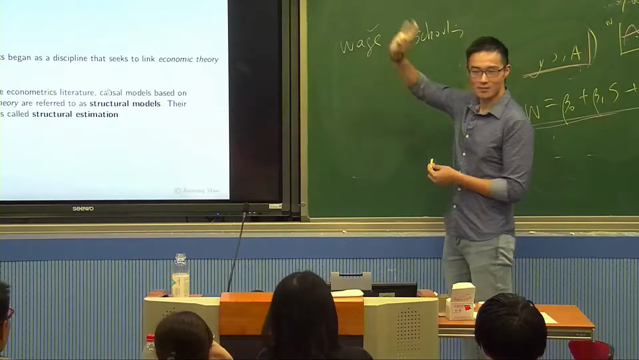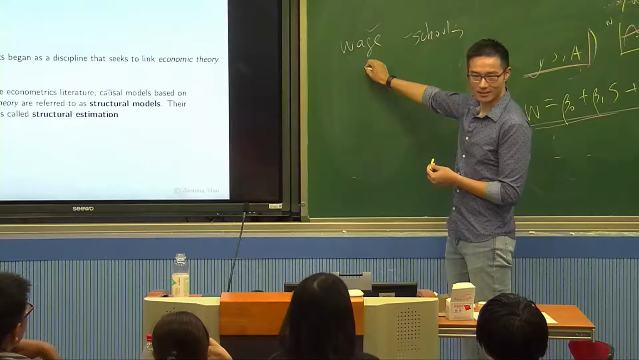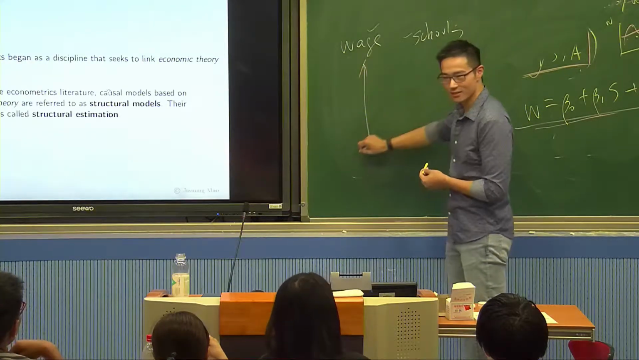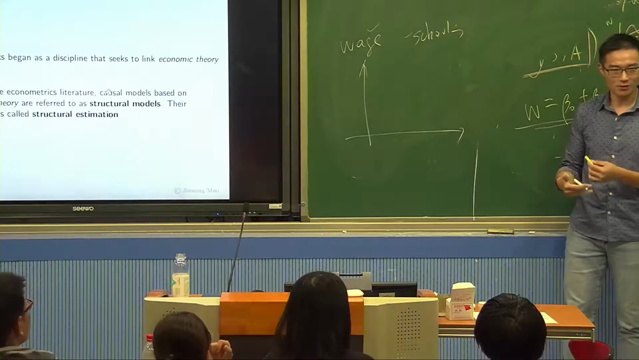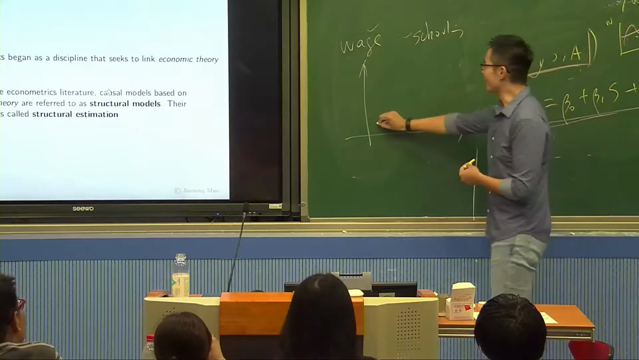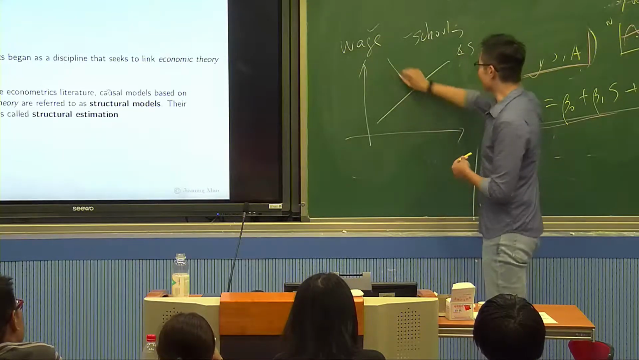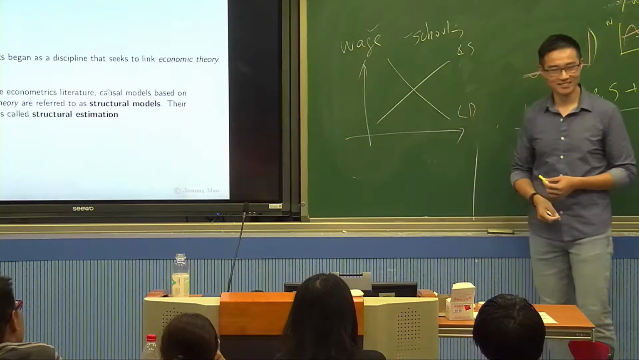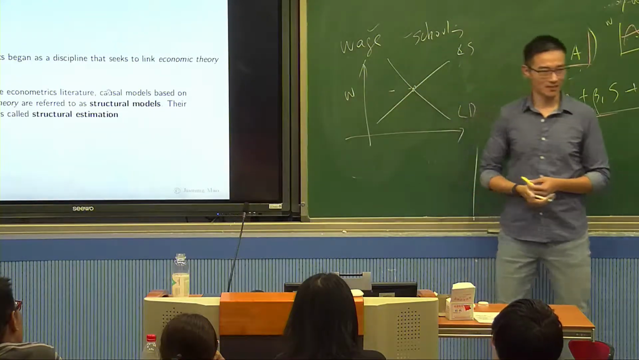Let's think about the simplest model you can think of. What is that? Yeah, okay. I already hear a very good answer. The simplest model that explains wage in the labor market is that there's a labor supply and there's a labor demand, and the equilibrium is your wage. That's the economic theory.